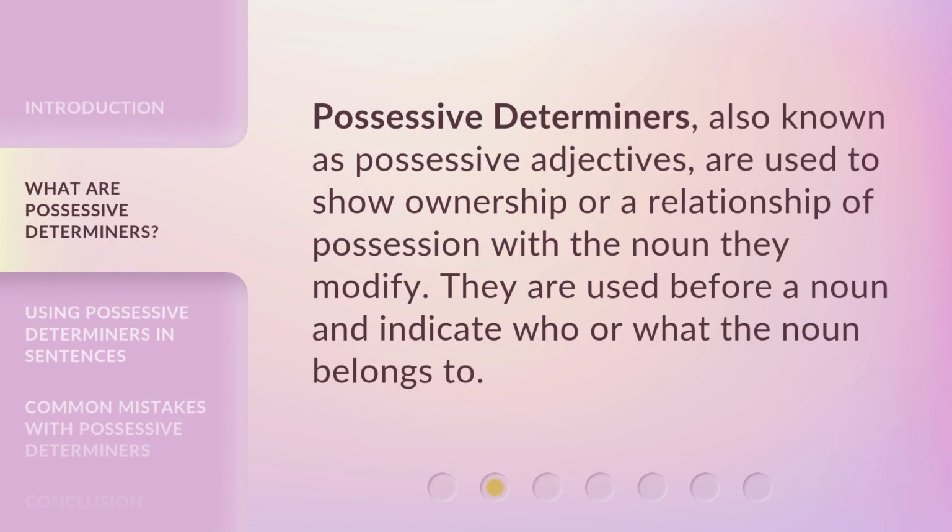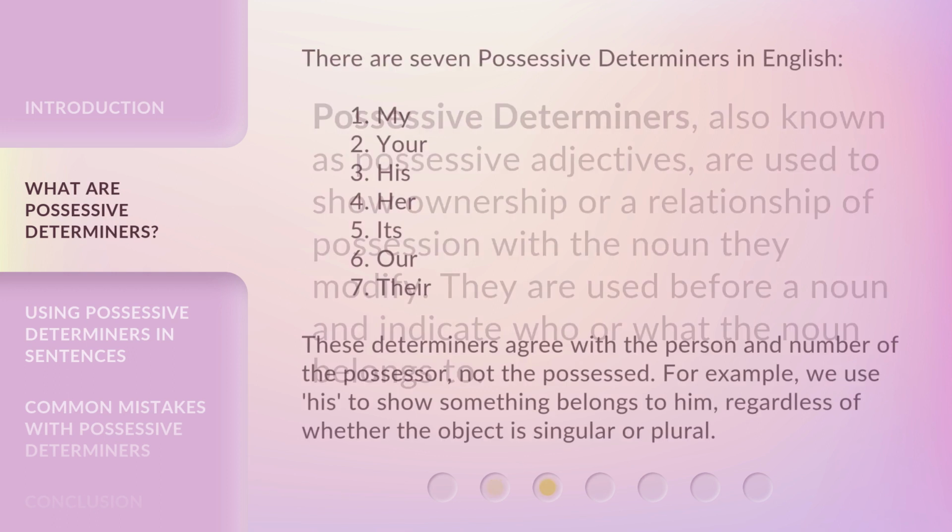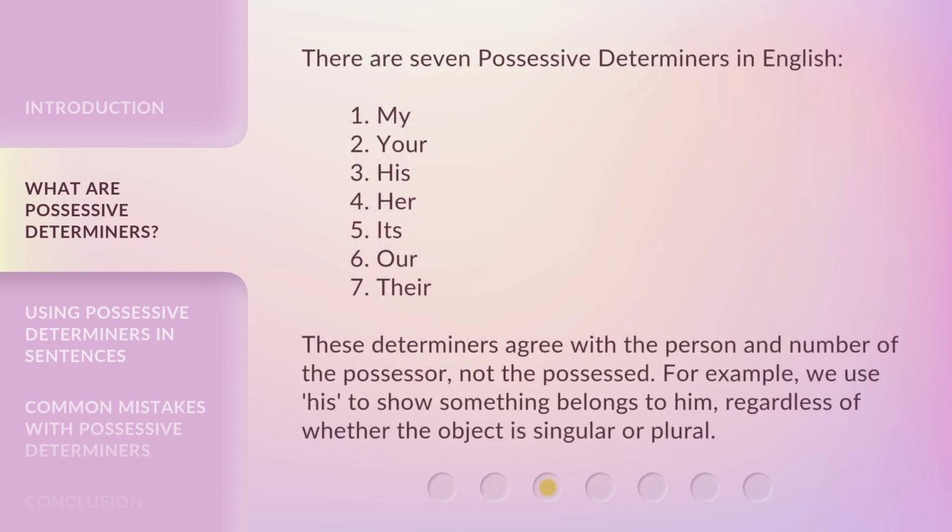Possessive determiners, also known as possessive adjectives, are used to show ownership or a relationship of possession with the noun they modify. They are used before a noun and indicate who or what the noun belongs to. There are 7 possessive determiners in English.